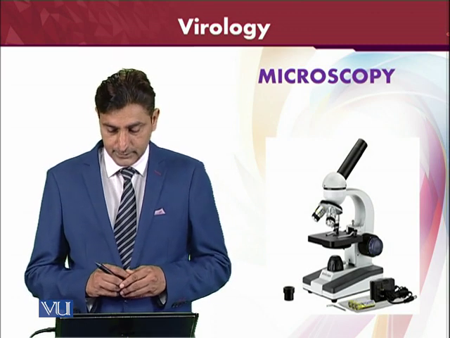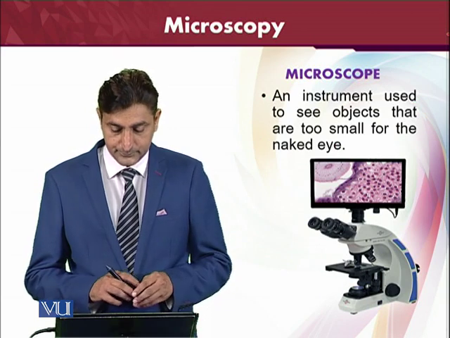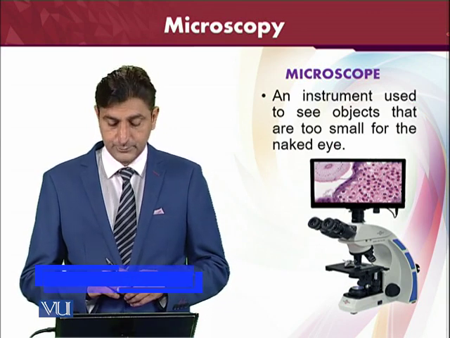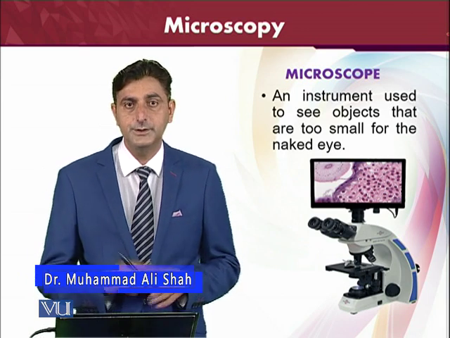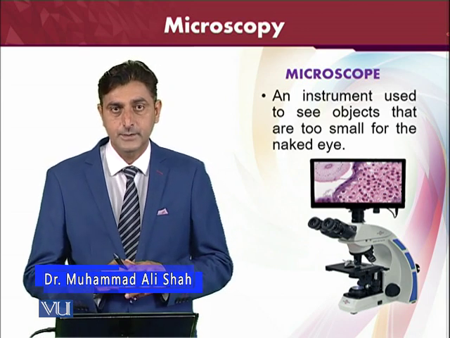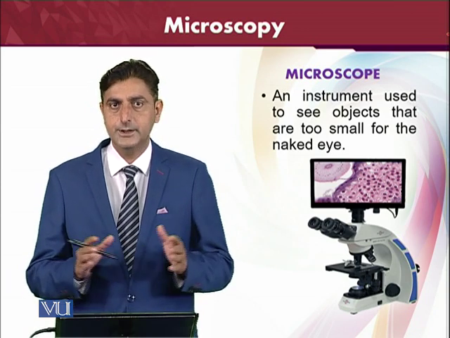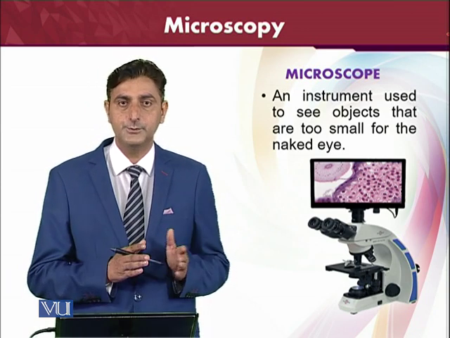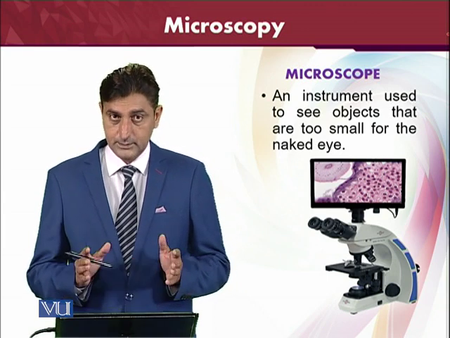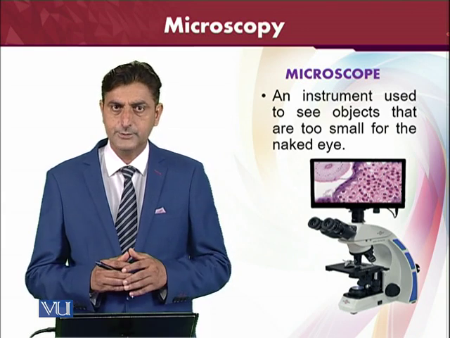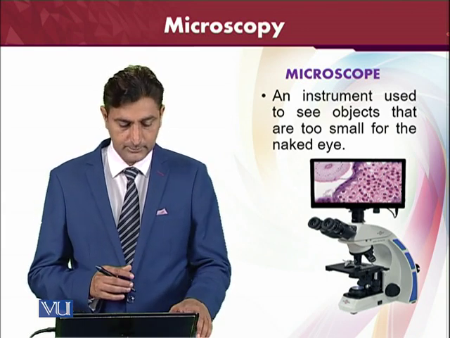So first of all, the microscope and microscopy. What is a microscope? A microscope is an instrument used to see objects that are too small to see with the naked eye. Anything we cannot see with the naked eye, but can see through the microscope, is seen using the microscope.